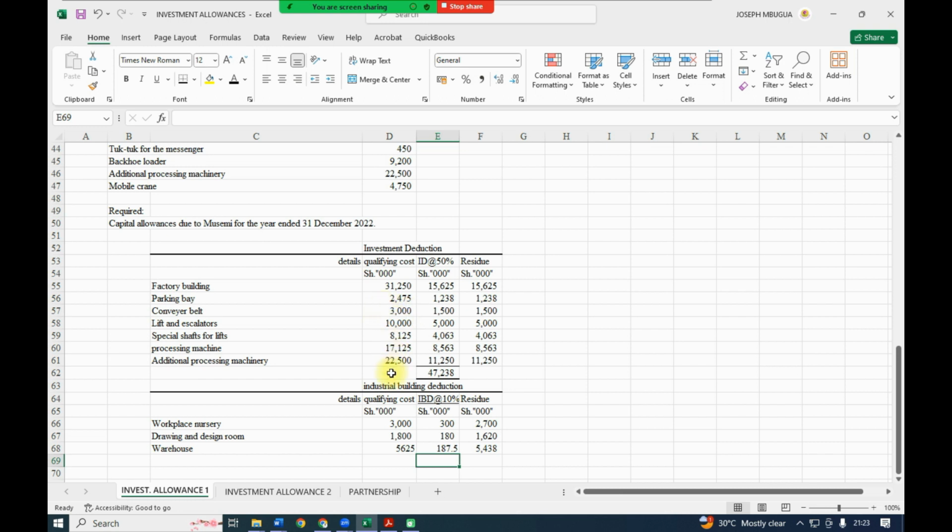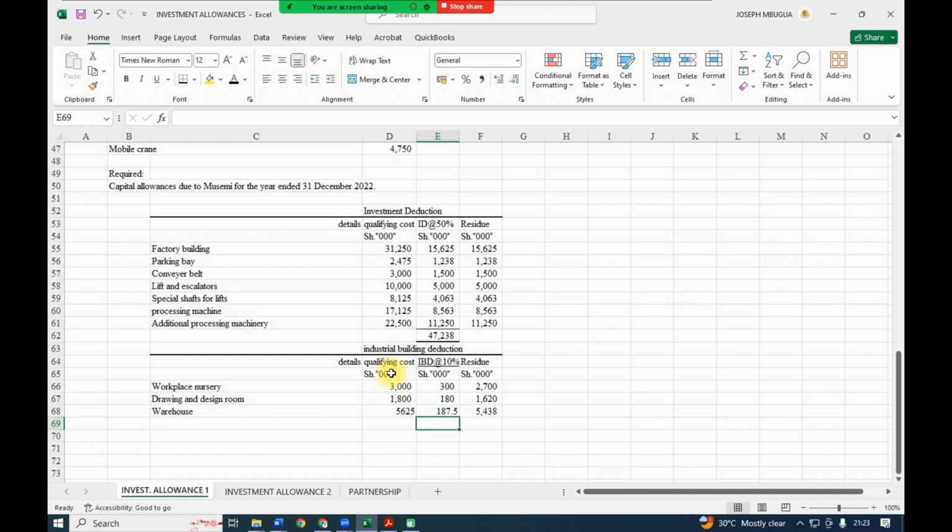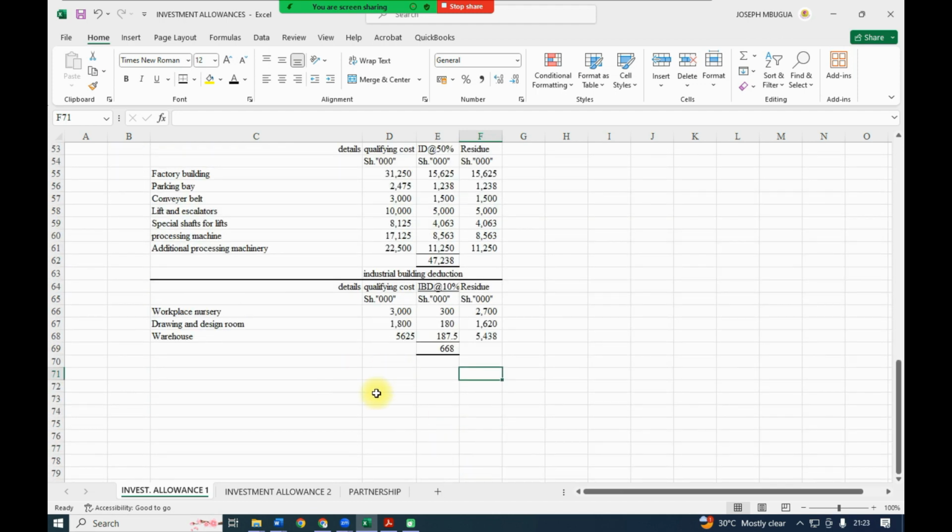Then I think that was all. Under this, the IBD will be 668. I think it has rounded it off. Then we enter. Unless there is any other, just don't worry. If there is any other thing, we shall add a line.